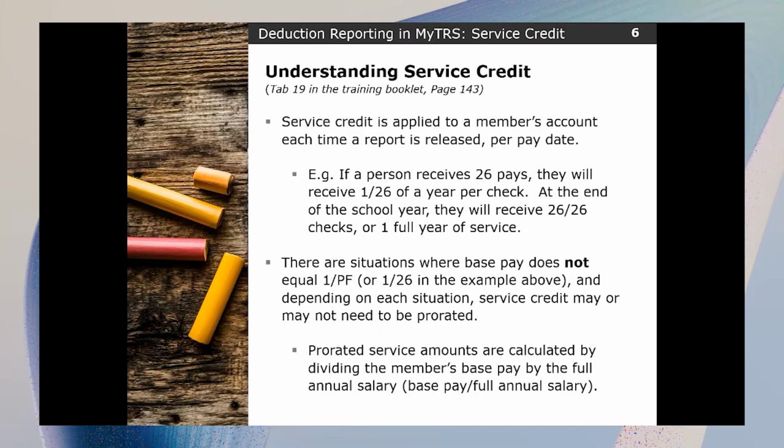It's not a normal 1/26 of their annual salary. So depending on the situation, service credit may or may not need to be prorated. Prorated service amounts are calculated by dividing the member's base pay by the full annual salary. So if your rep, or me, if I'm your rep, is always harping on "make sure the salary is correct," we always need the full-time, full-year annual salary. This is why it impacts the member's service credit if it is incorrect.